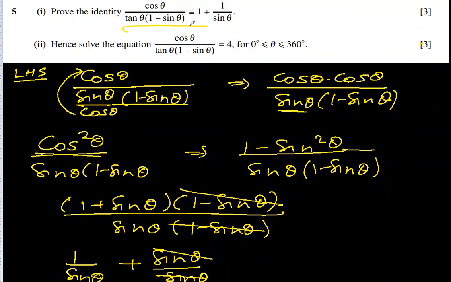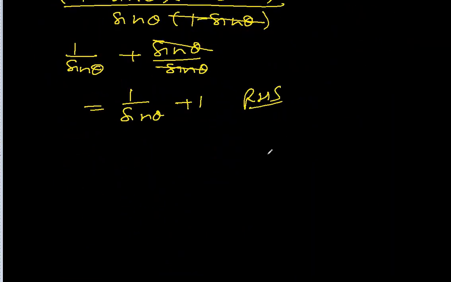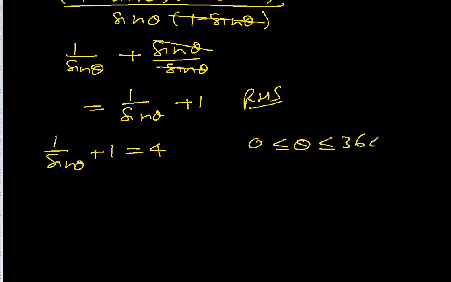If you see this part and this part, they match exactly. That means in place of this, we can write the right hand side, 1 plus 1 over sine theta equal to 4. So 1 over sine theta plus 1 equal to 4. This becomes our equation, and our domain is that theta is between 0 and 360. This is part 2. So we have a denominator here.